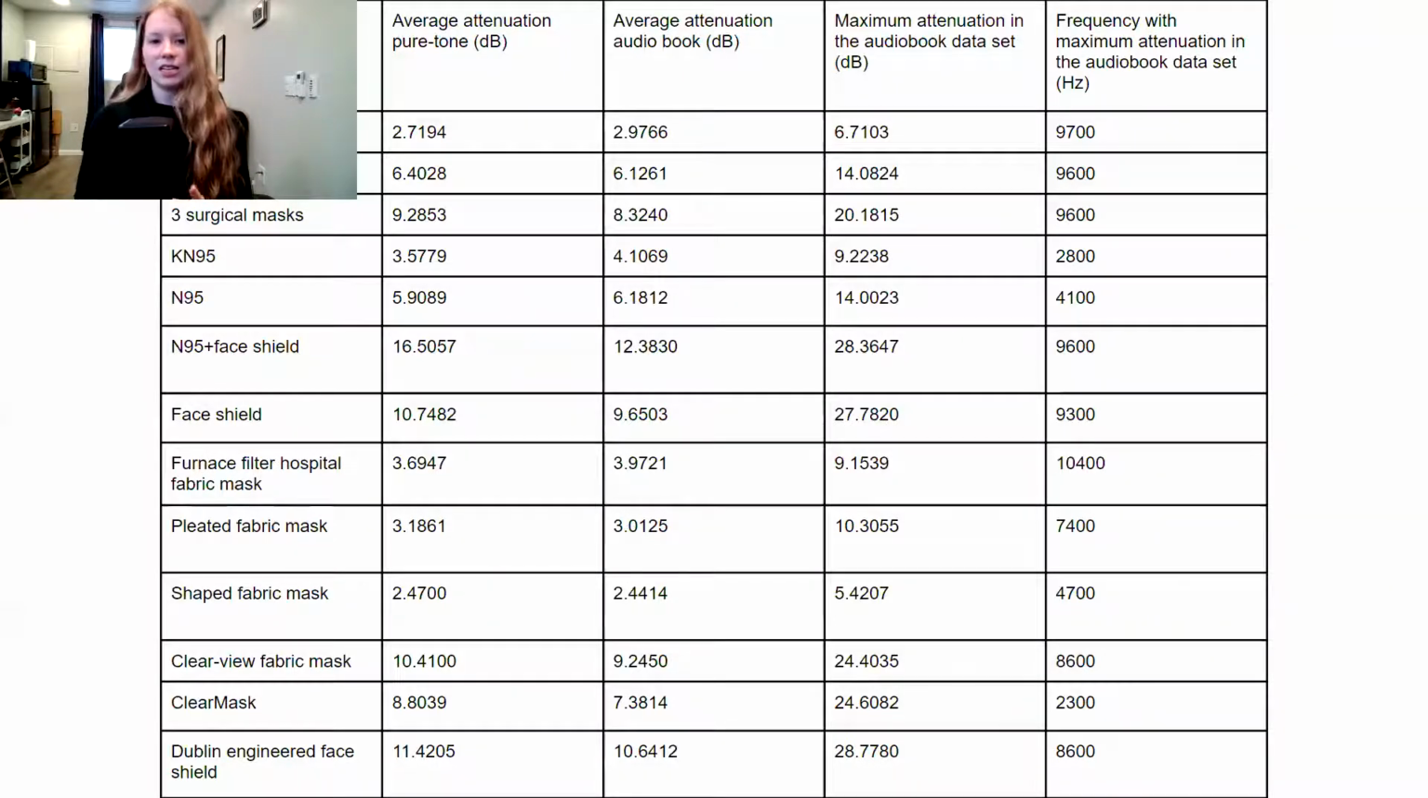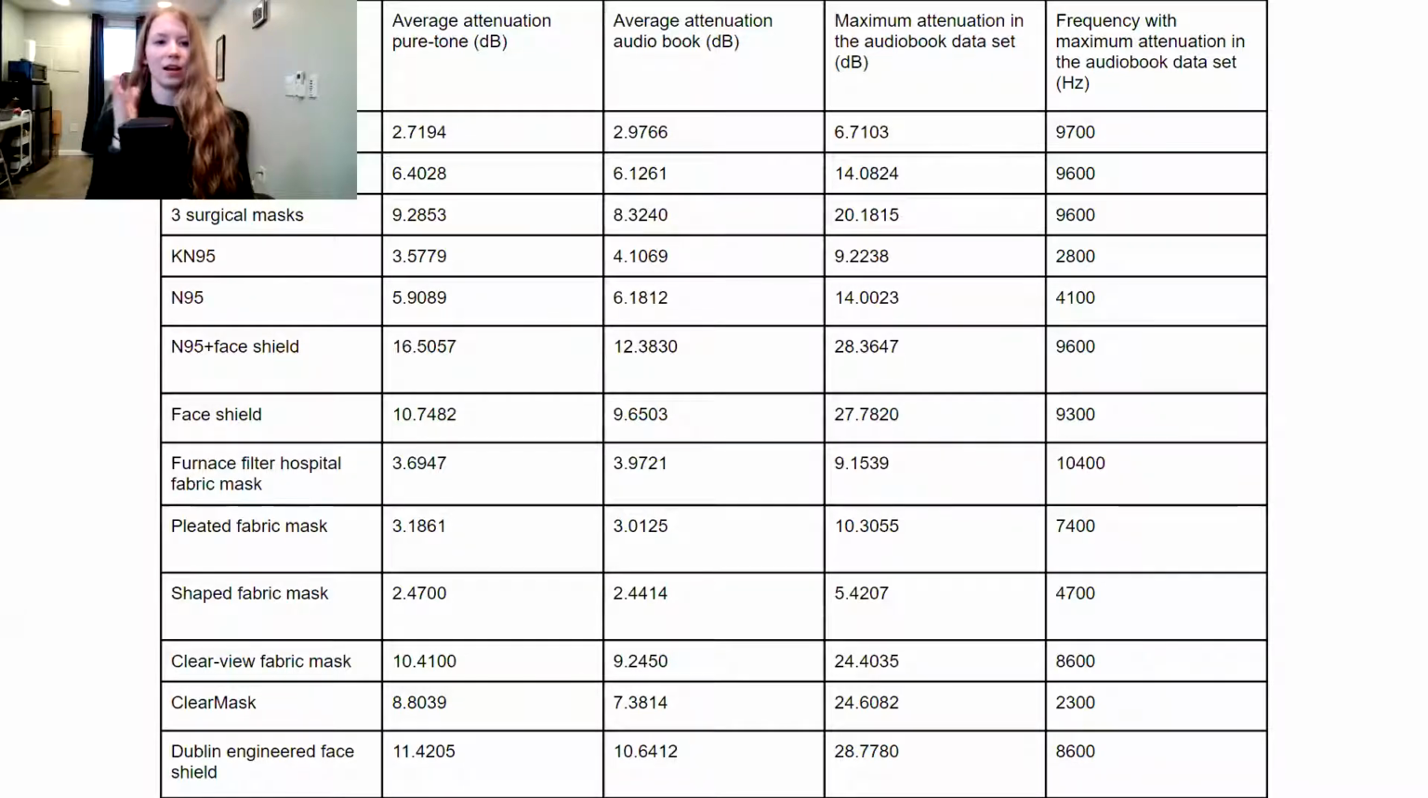Something in particular, again, to notice is that even for the surgical mask for the audiobook, the average attenuation is higher than that of the shaped fabric mask with the fabric layers. And once again, this gives a little bit of insight into how pleating has an effect on acoustics. Please feel free again to pause the video if you would like to take a further look at this.